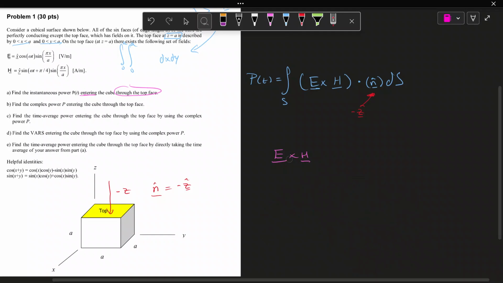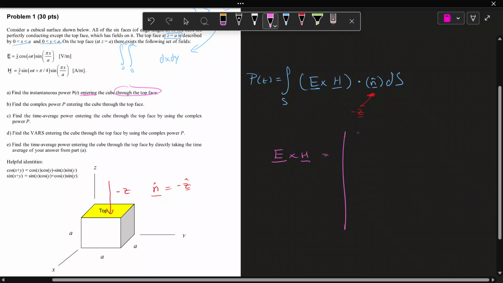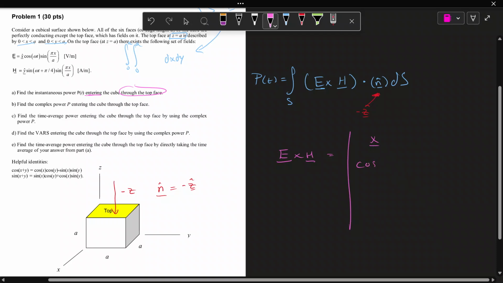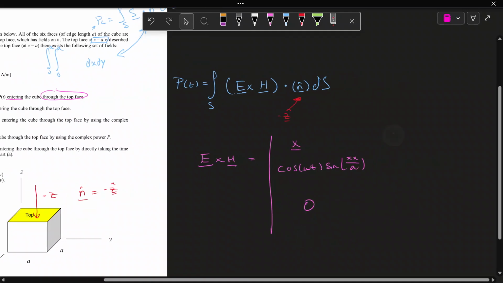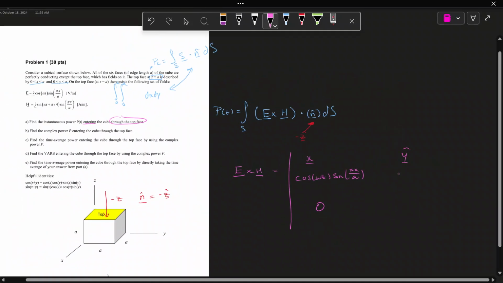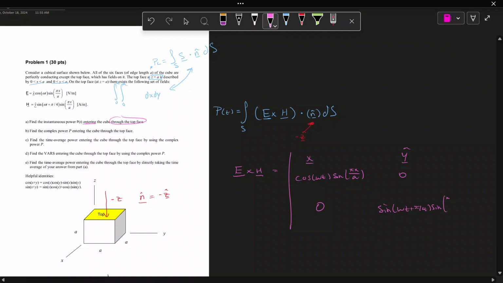But in complex power, you take the conjugate. For instantaneous real power, we are only worried about the real components. In our case, we don't have to worry about the conjugate. Anyways, let's find the cross product. Remember, we're in the rectangular domain. So E has an x hat component: cosine omega t sine pi x over a. H does not have an x component. It has a y component though. E has 0 in y. H has sine omega t plus pi over 4 sine of pi x over a.